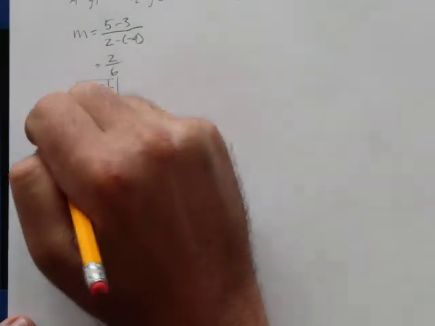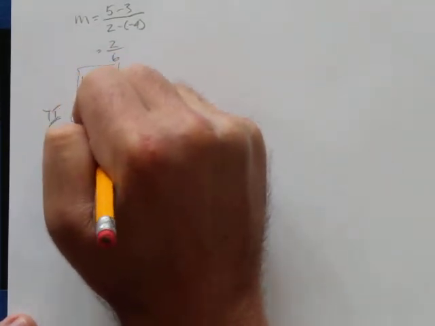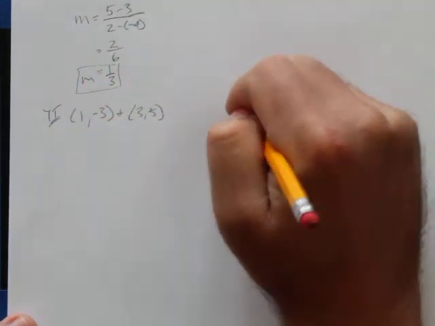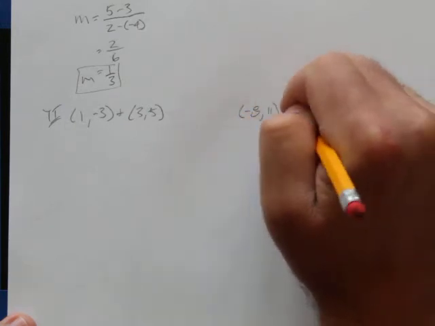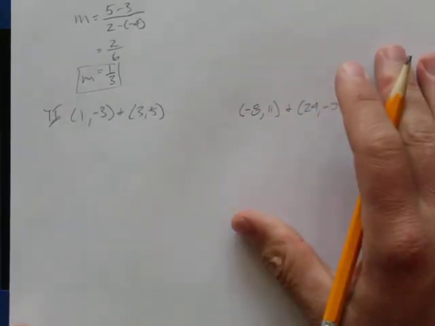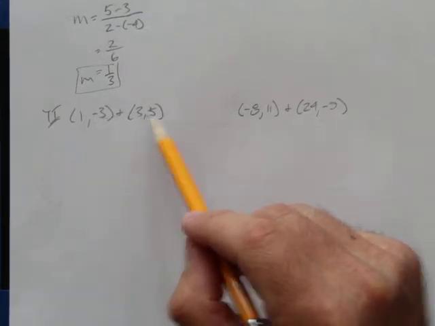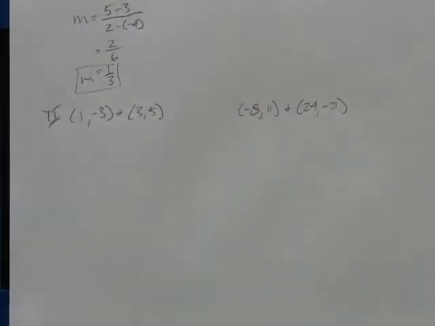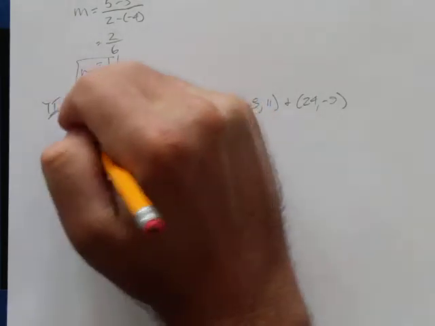All right, you try. I'm going to give you 2 of these. One, -3, and 3, 5. And the other one is -8, 11, and 24, -9. So label first, use the formula, find the slope between these 2 points, then find the slope between these 2 points. Pause now. All right, let's go ahead and see how you did.